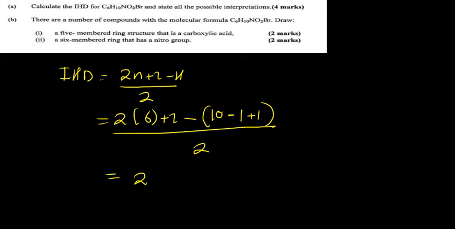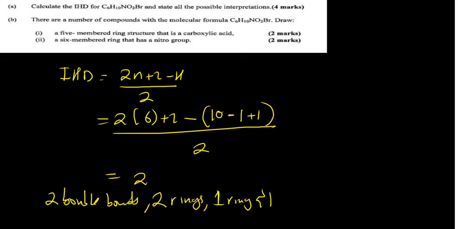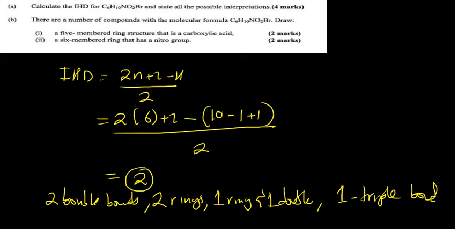So what does this mean? When we have an IHD of 2, this means we either have 2 double bonds. Okay, we have 2 double bonds, or we have 2 rings without any double bonds, or we have 1 ring and 1 double bond, or we have only 1 triple bond. So this is the meaning. When you have an IHD of 2, it means 1 triple bond or 2 double bonds. Okay, like that.